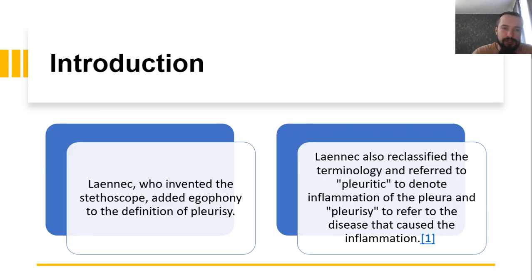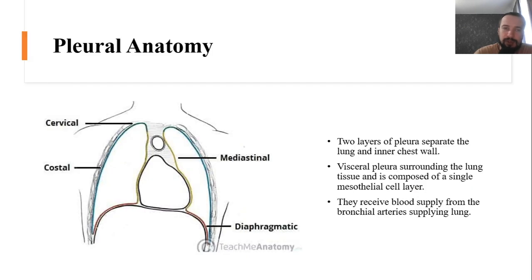Laennec, who invented the stethoscope, added egophony to the definition of pleurisy. Laennec also reclassified the terminology and used pleuritis to denote inflammation of the pleura, and pleurisy to refer to the disease that caused the inflammation.